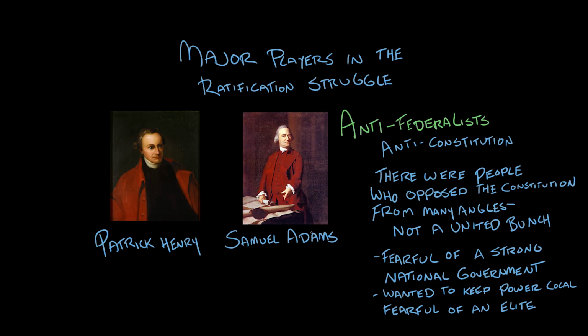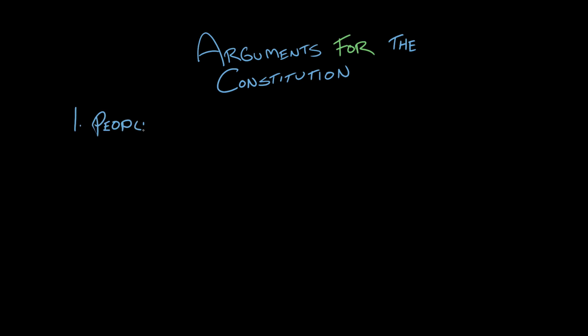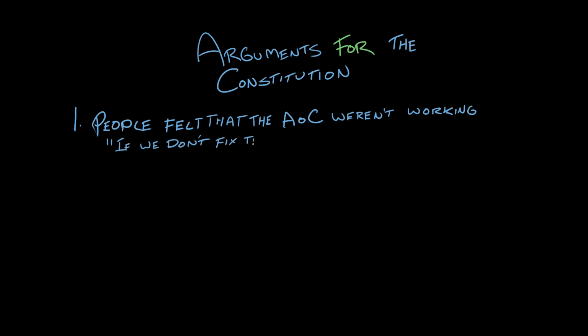So what were some of the major arguments made in favor of adopting this new Constitution? There were, I think, two types of arguments. People felt that the articles were not working properly. They had all kinds of problems. And one of the strongest arguments that the Federalist Papers made was that if we don't fix this and make for a stronger union together, what'll happen is we'll break apart.